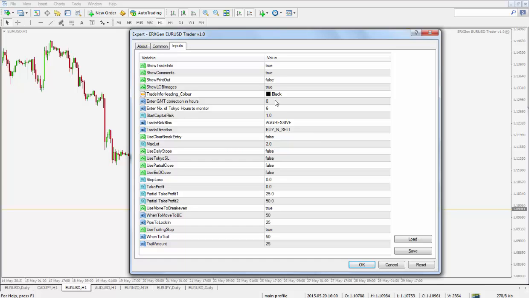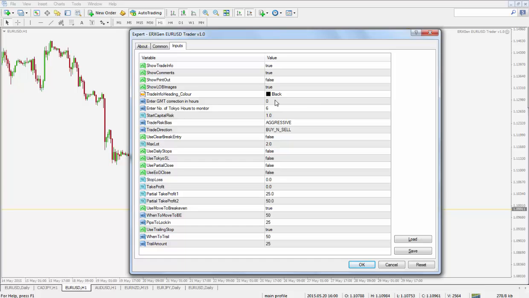Enter GMT correction in hours. If you have used the ERXGen filter indicator, this is the number of hours that a trading platform is away from GMT. You just simply enter that. For this current platform I use, it is the same as GMT, so it's 0. Enter number of Tokyo hours to monitor. This is the number of hours that the EA monitors before it takes any trades during the Tokyo session, and in this setting it is 6.